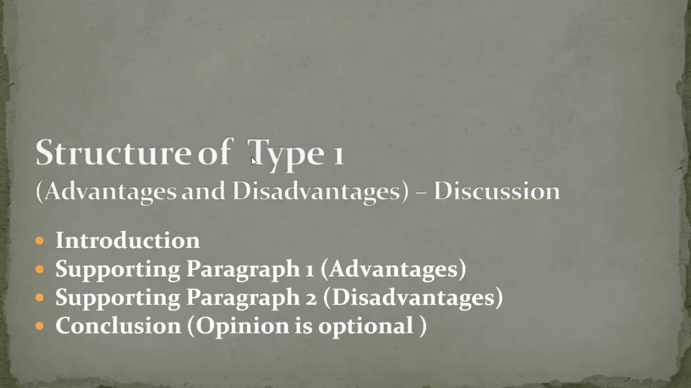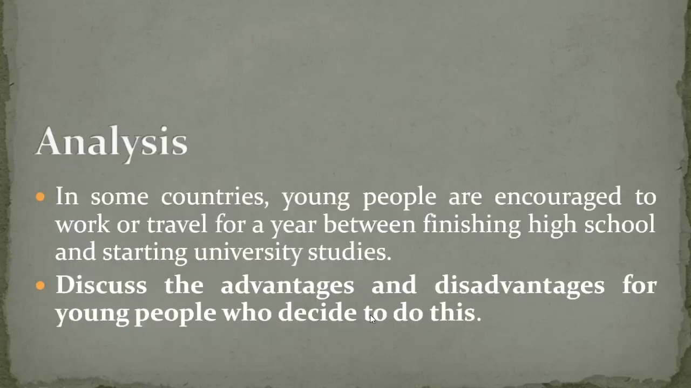Okay, let's look at type 1, the structure of type 1, the discussion. The examiners are basically expecting 4 paragraphs: introduction, supporting paragraph 1 for the advantages, supporting paragraph 2 for the disadvantages, and then the conclusion in which you may or may not write your opinion. It's up to you. Let's take this analysis. In some countries, young people are encouraged to work or travel for a year between finishing high school and starting university studies. Discuss the advantages and disadvantages for young people who decide to do this.